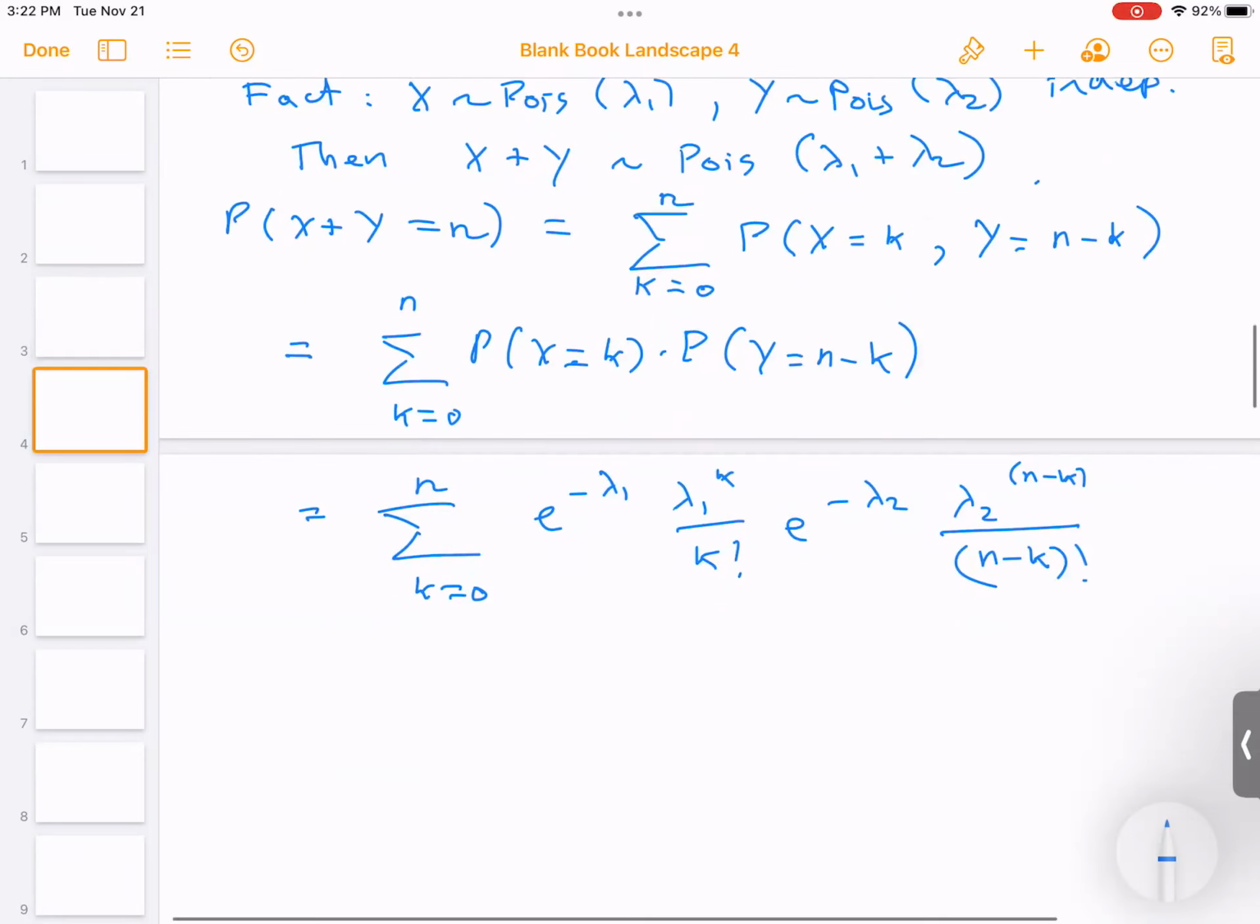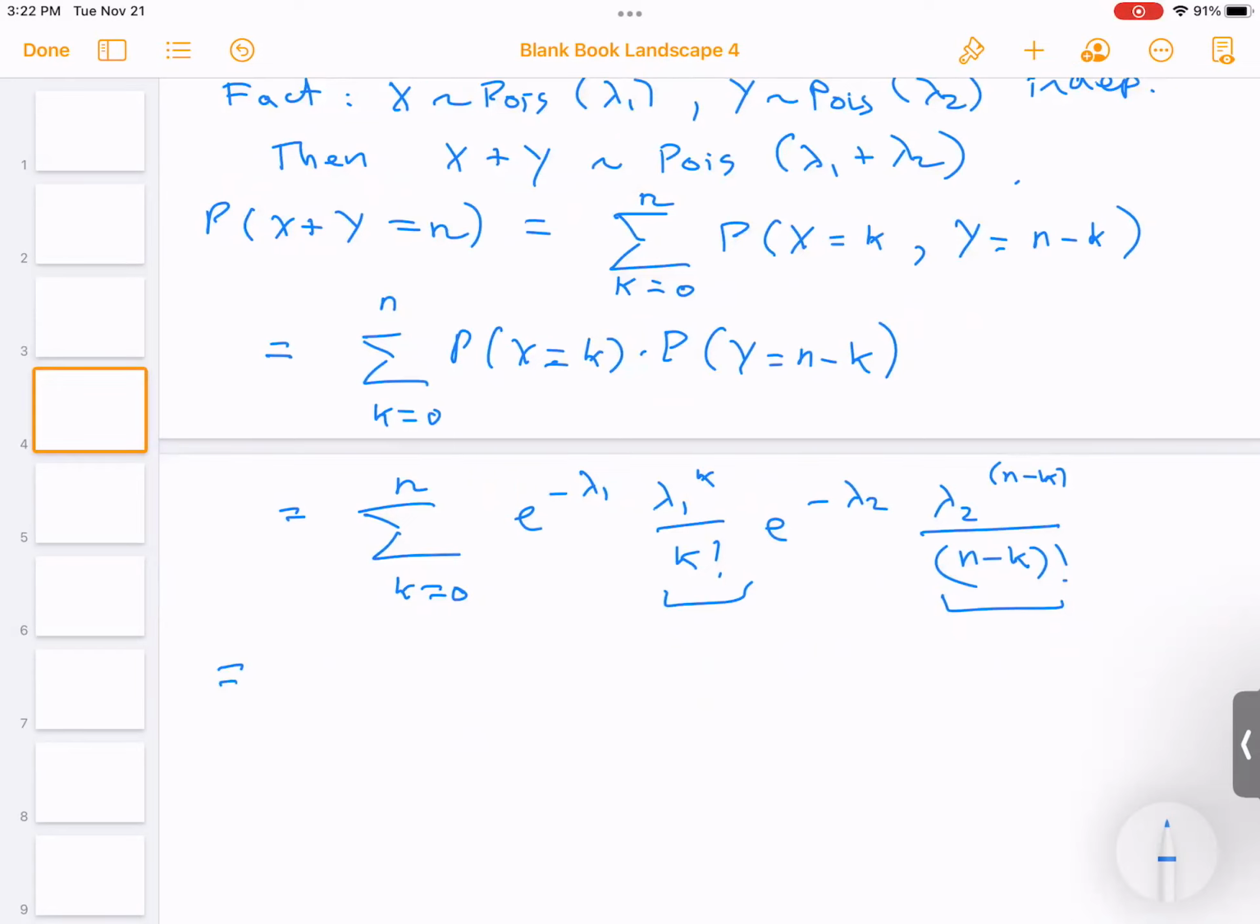Okay, very good. See some good things happening here. You notice you get this k factorial, n minus k factorial. That looks like the n choose k in the denominator. So why don't I multiply by n factorial over n factorial? And I can write it like this then.